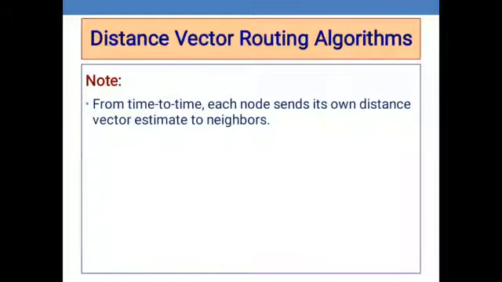So here we will consider an important point. What does that mean? From time to time, that is periodically, each node sends its own distance vector estimate to the neighbors. So for example, if one node exists, that node's data will be informed to the neighboring nodes.